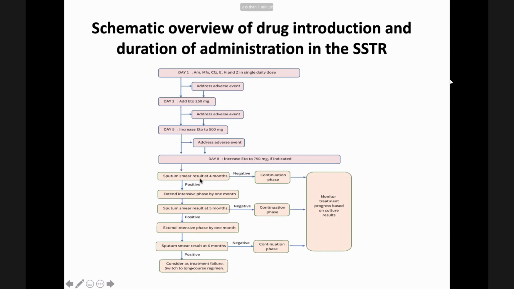If the sputum smear result at 4 months is negative, then you can go for the continuation phase. If it is positive, extend the intensive phase by 1 month. And the sputum smear result at 5 months, you are again going to check. If it is positive, then again extend the intensive phase by 1 month. If the sputum smear result at 6 months is still positive, consider it a treatment failure and switch to the long course regimen. Okay, so that's how you are going to do it. And if it is negative, then you can go for the continuation phase straight away. So this is how you do the short course treatment.